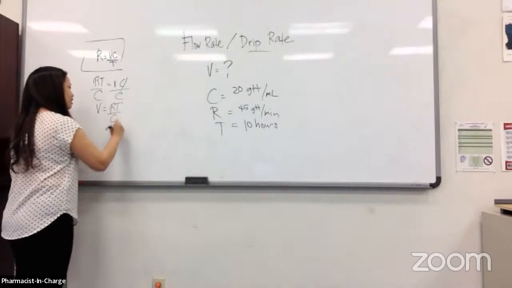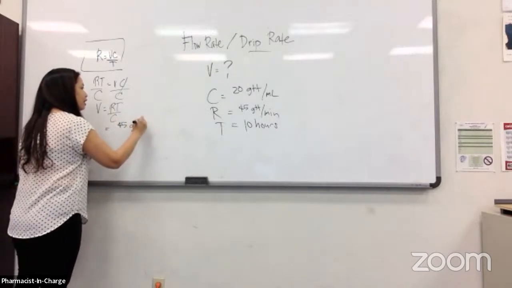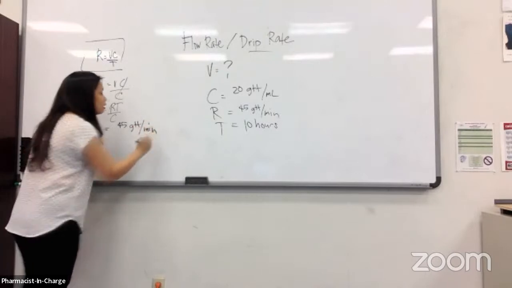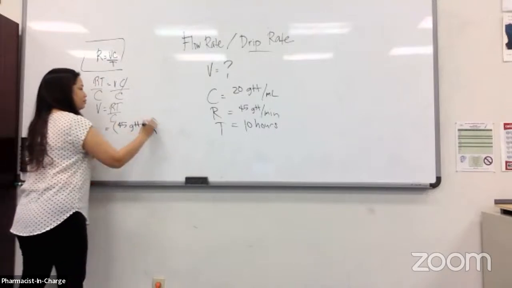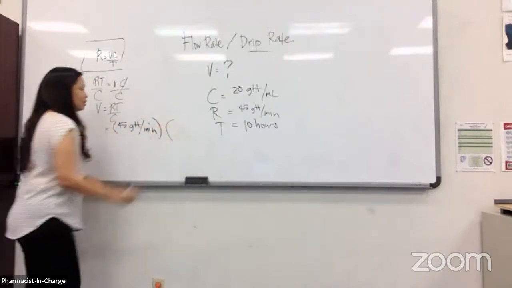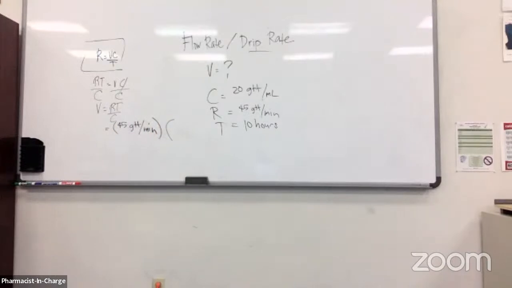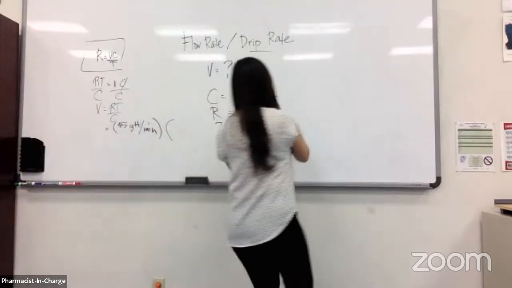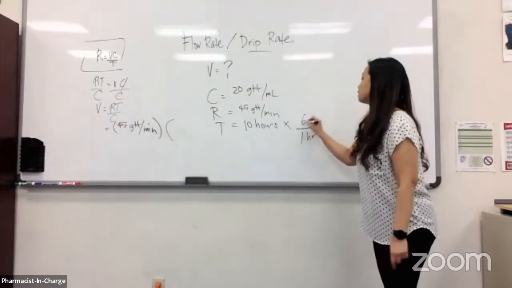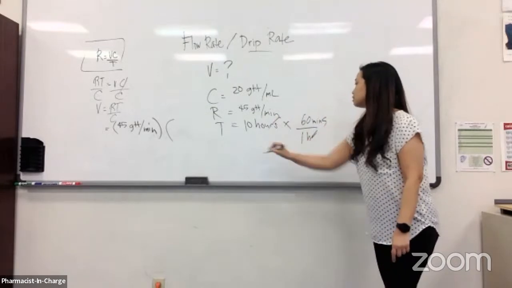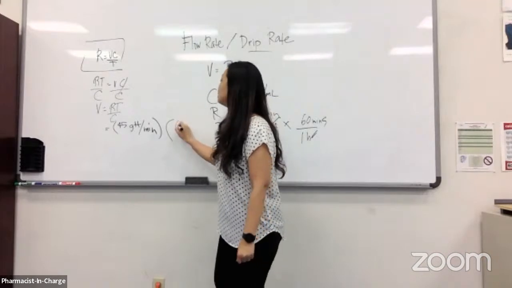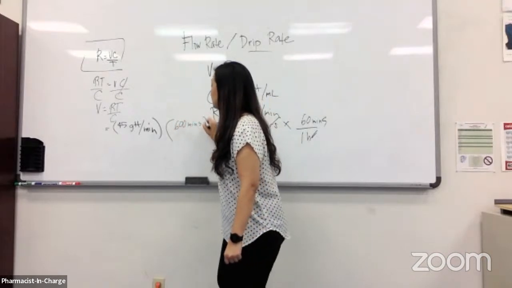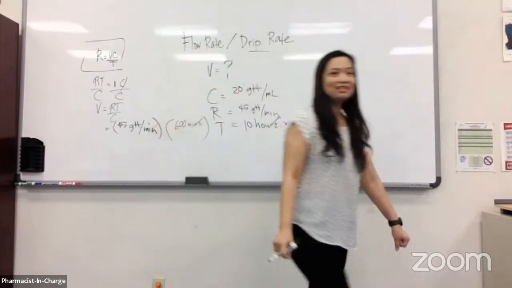What's my R? 45. Copy everything. It's not a waste of time, I'm telling you. 45 drops per minute. What else? What's my T? 10 hours. That alone, I figured it out right away. It's not going to cancel out. So what do I do here? Times 60. 1 hour is 60 minutes. So what should I plug in here? Very good, 600 minutes.